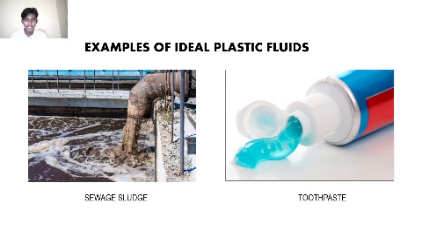These are the examples of ideal plastic fluids. Sewage sludge, like the human waste that is being dumped in various parts, is an example of ideal plastic fluids. And when you wake up in the morning, the first thing we search for is the toothpaste, and that is an ideal plastic fluid.